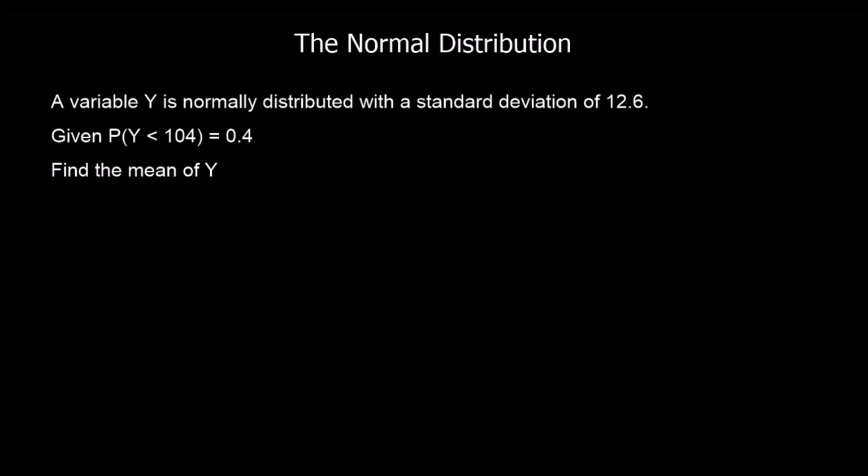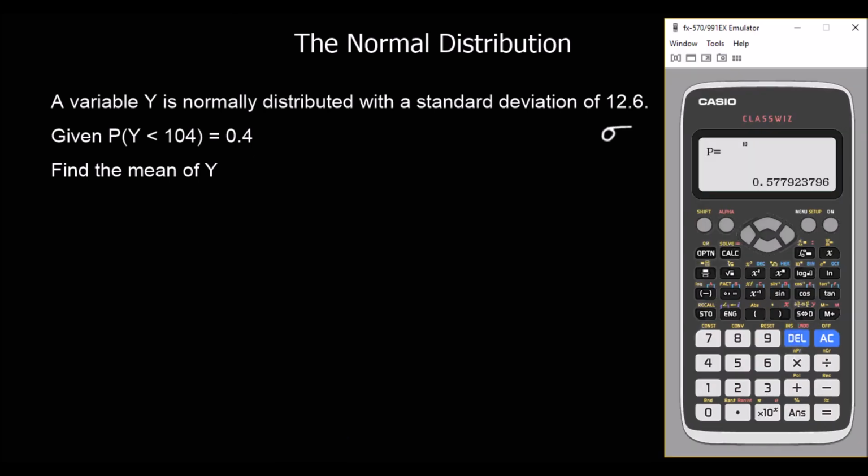Okay, so this time we've got a variable y, normally distributed, and we've got a standard deviation of 12.6, and we're given some information that says the probability that y is less than 104 is 0.4. So this time we're going to use our inverse normal function. So 7 and 3 this time, inverse normal.